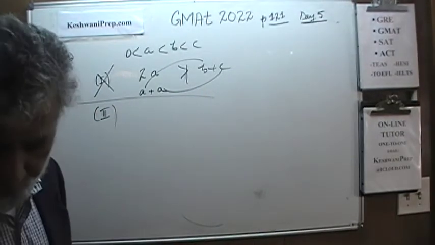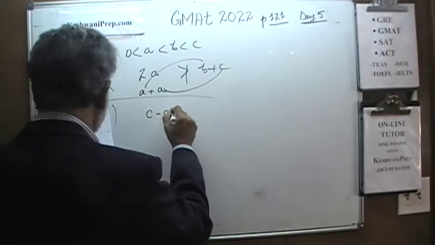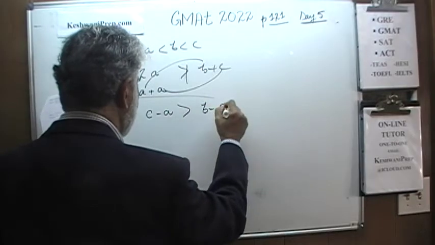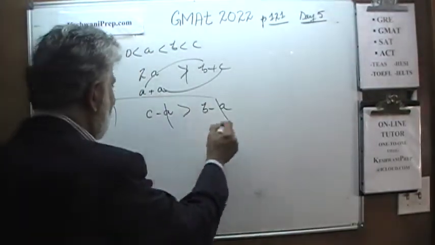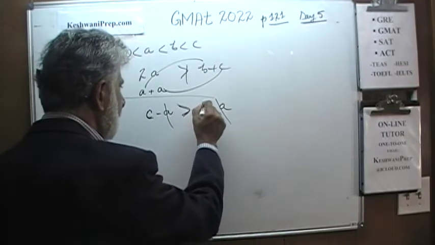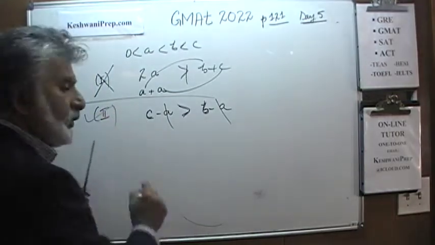Statement number one is false. In statement number two, we are told that c minus a is greater than b minus a. If you were to add a to both sides, a drops out and c, it says, is greater than b, which is exactly what we are told here. C is greater than b. Statement number two is correct.